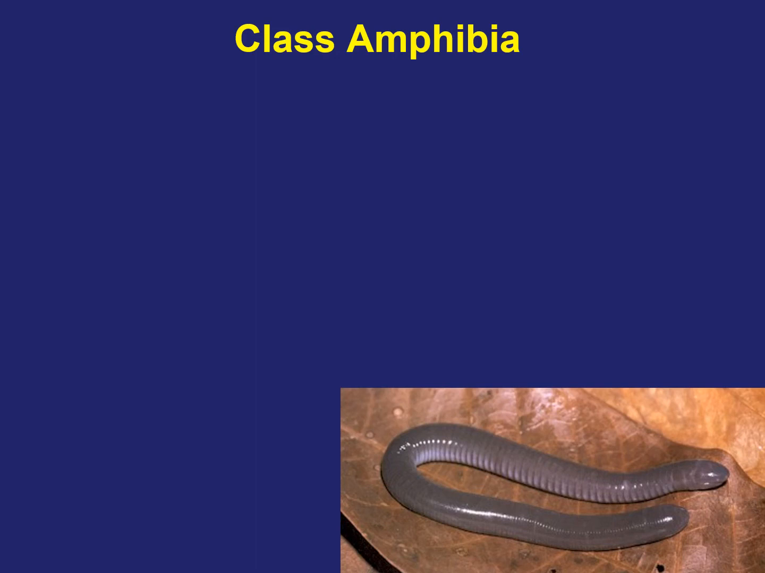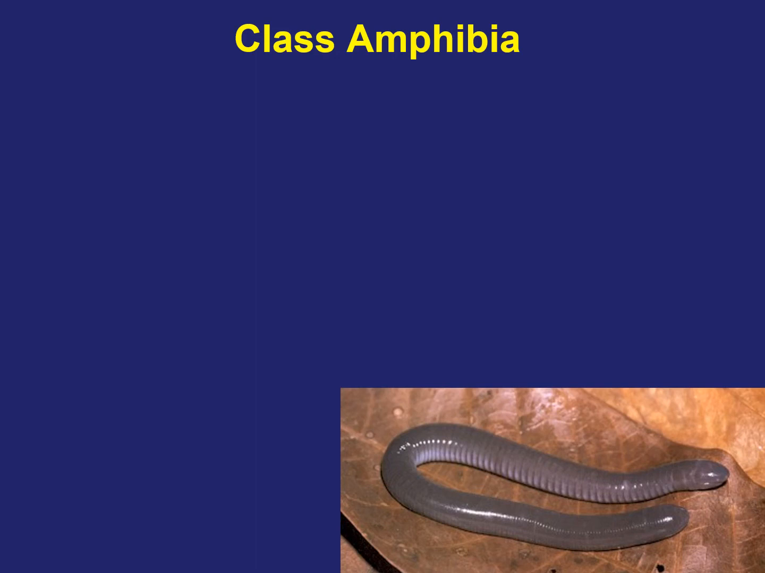So let's take a look at the first class of tetrapods to appear. We have the amphibia. Amphi means both ways or two ways, so these can live on land or they can live in the water. Most amphibians need to be kept moist. They need to be in a wet environment, and they also breed in a wet environment.